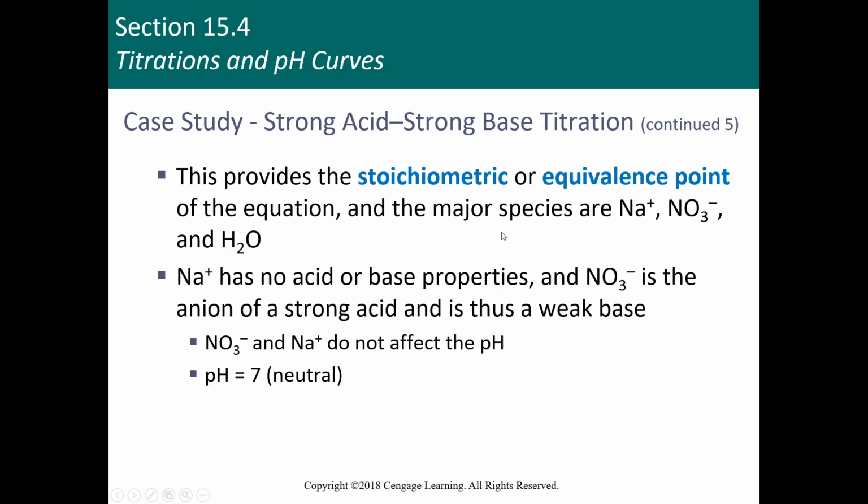And so the only major species at our equivalence point will be the salt and the water. This is the full neutralization of that acid. Okay? And so the sodium and nitrate, they don't have any significant acid or basic properties. They're actually a salt. The pH of this will actually be neutral because this is a strong acid with a strong base. And so your pH for this equivalence point will actually be neutral, 7.